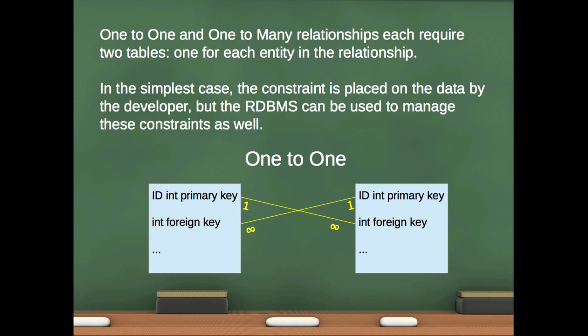Now, one-to-one and one-to-many relationships each require two tables, one for each side. So there is an entity in table A and an entity in table B, and they can be in either a one-to-one or one-to-many relationship. So in the simplest case, the constraint is put on the data by the developer of the database. But an RDBMS can be used to manage the constraints as well.